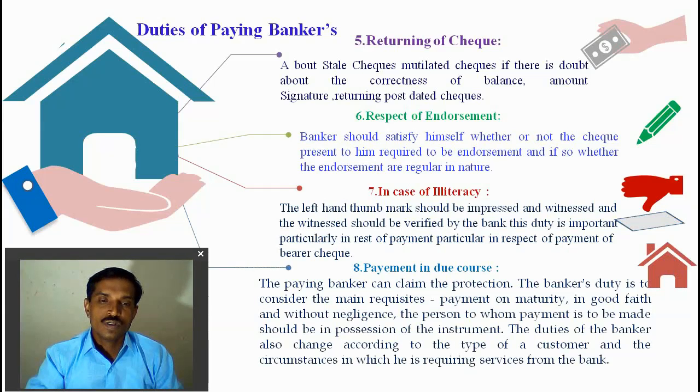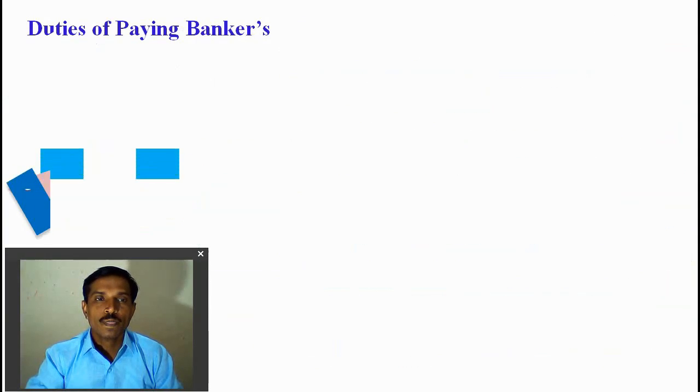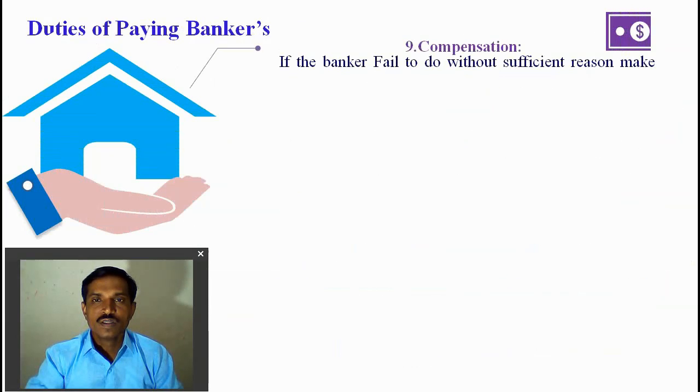Payment in due course: the paying banker can claim the protection. The banker's duty is to consider the main requisites: payment at maturity, in good faith, and without negligence. The person to whom the payment is to be made should be in possession of the instrument. So the duty of the banker also changes according to the type of customer and the circumstances in which he requires the service from the bank. So payment in due course is a duty of the bank.